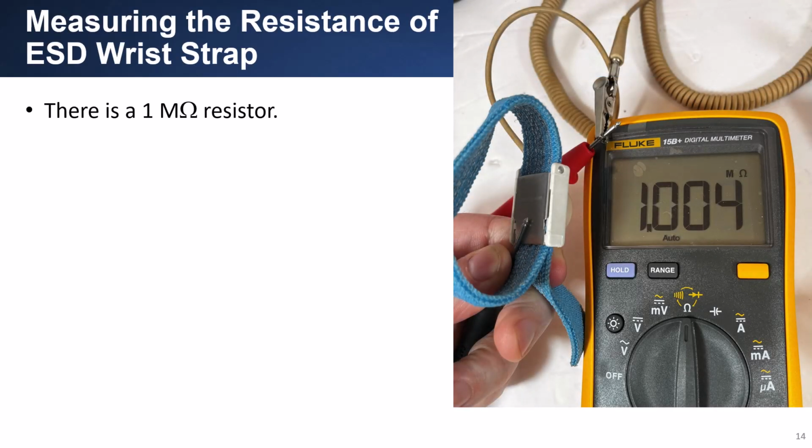Remember that an ESD strap should have a resistor to help protect you from accidental shock. To test the connectivity of an ESD wrist strap, I measure 1.004 megaohms. This shows that the two ends are connected with the 1 megaohm resistor.